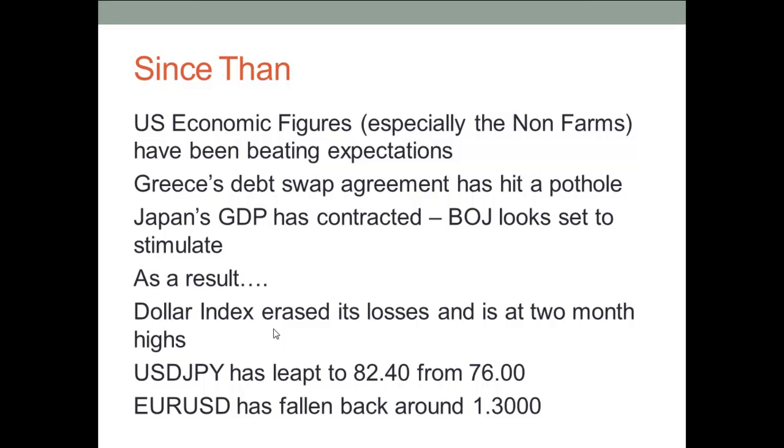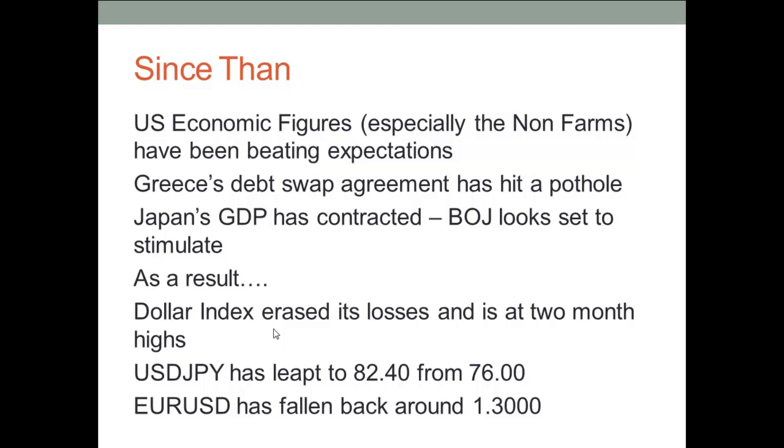Not only has it erased all its losses, it has even made some gains, especially against the yen. This often happens. We have a rotation of money. A lot of money has been going from one safe haven to another. So people look at the dollar as a safe haven, the Japanese yen as a safe haven.